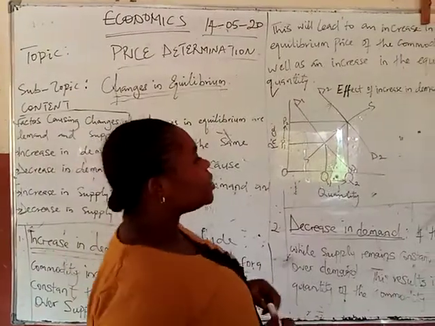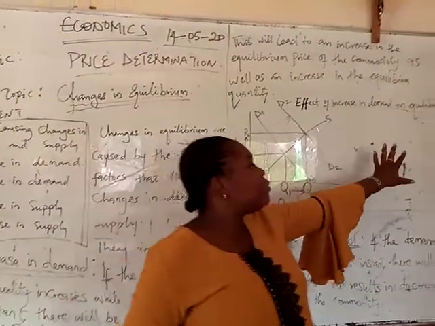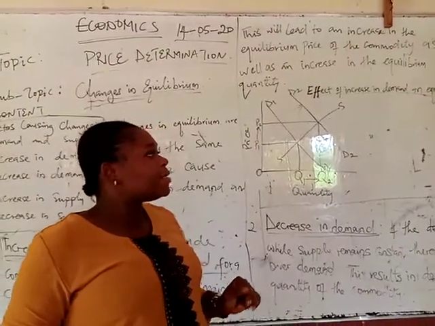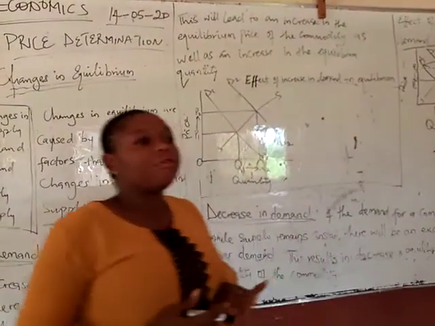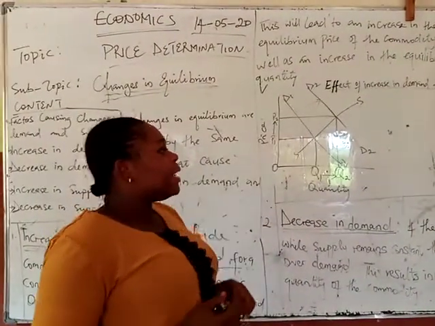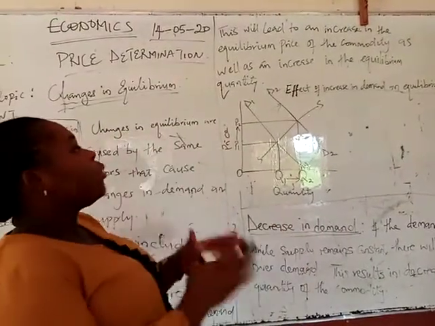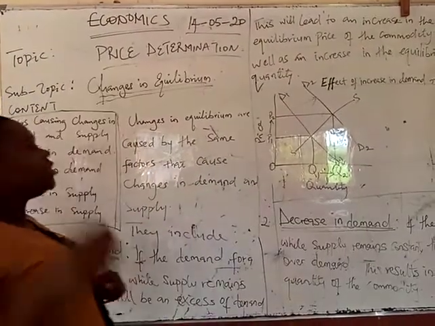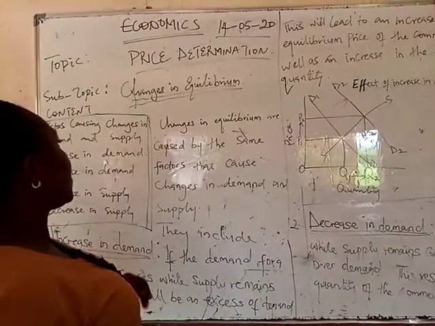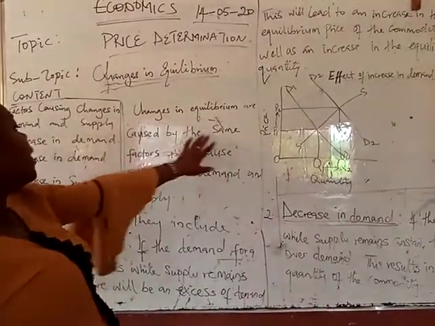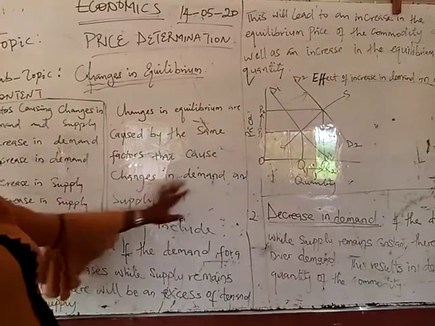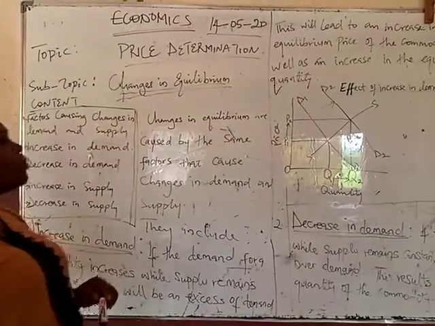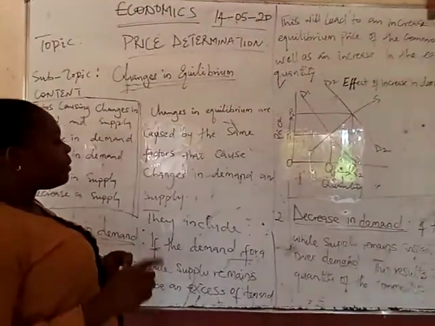Last time we met, if you can still remember, we talked about price being a point where equilibrium occurs. We said that it is where price is equal to quantity of commodity. At that juncture, we saw where the equilibrium point is determined with the graph, if you can still remember last week's work. Now, changes in equilibrium are caused by the same factors that cause changes in demand and supply.